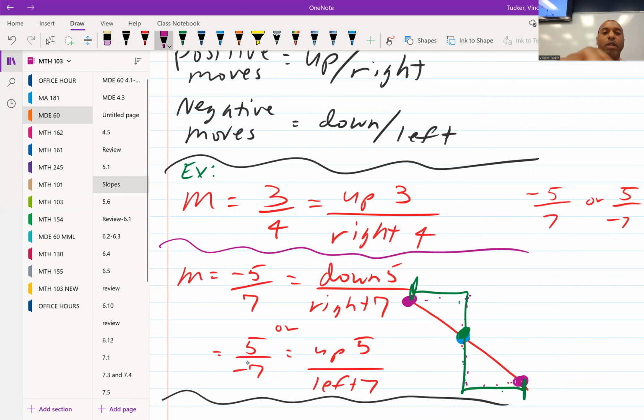So look at it right here. If I go up 5, left 7, that puts me over here. If I go down 5, right 7, that puts me here. But either way, they'll still give me that same line if you do it right. So that's why I say it doesn't matter which one you choose. Just make sure that you only give the negative to the top or the bottom, not both.